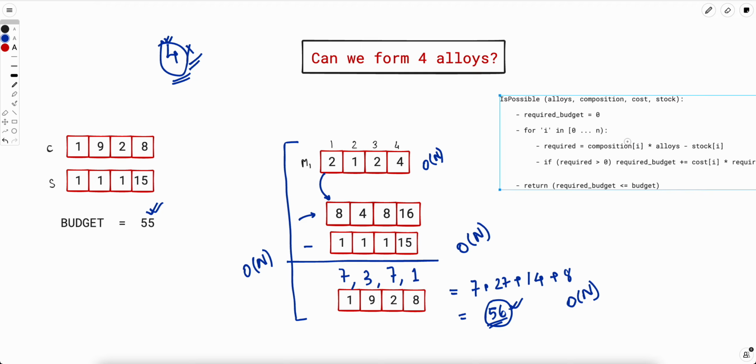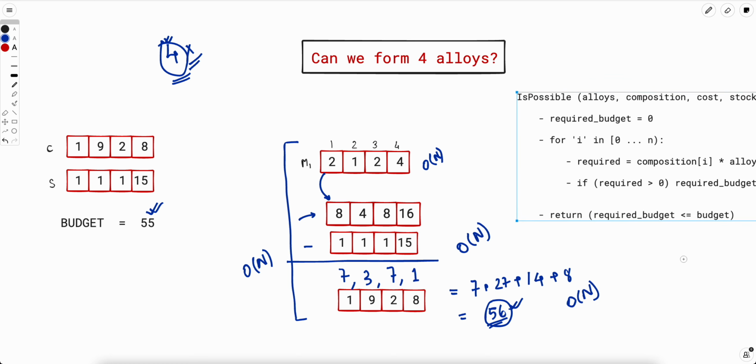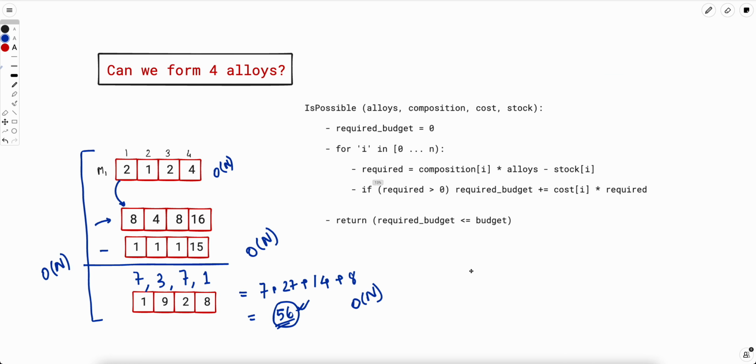So what about the pseudocode? The pseudocode would look something like this. We will simply say we want to figure out if we can make this much alloys or not. So as discussed, we'll try to figure out what is the required budget that we need to have. So for that we figured out what is the total number of metal I that I will need, and what is the number of metal that I already have in stock.